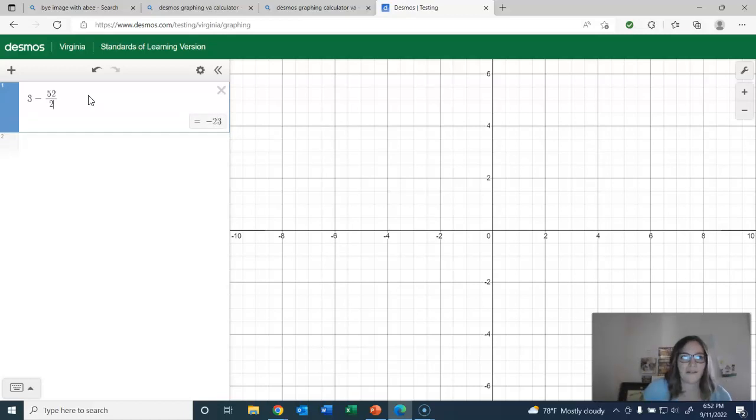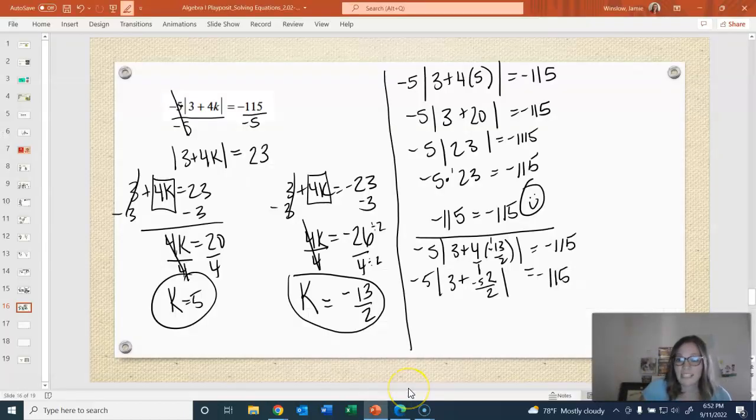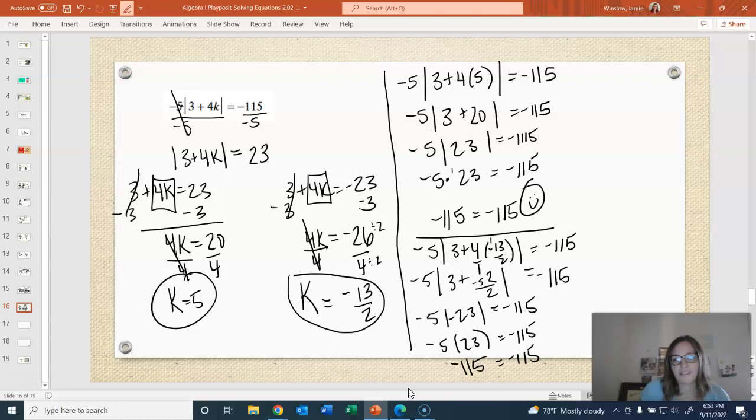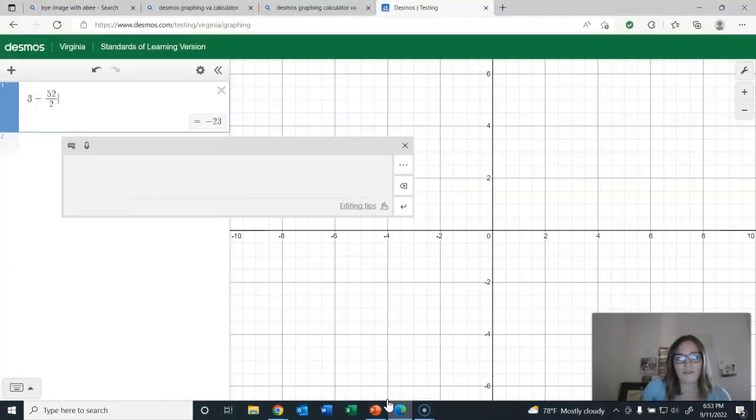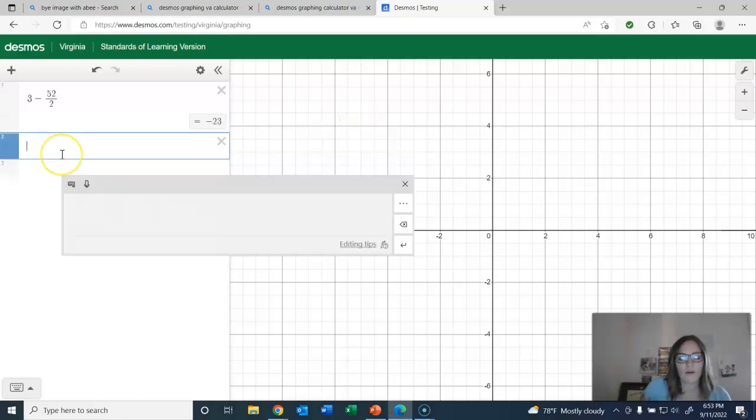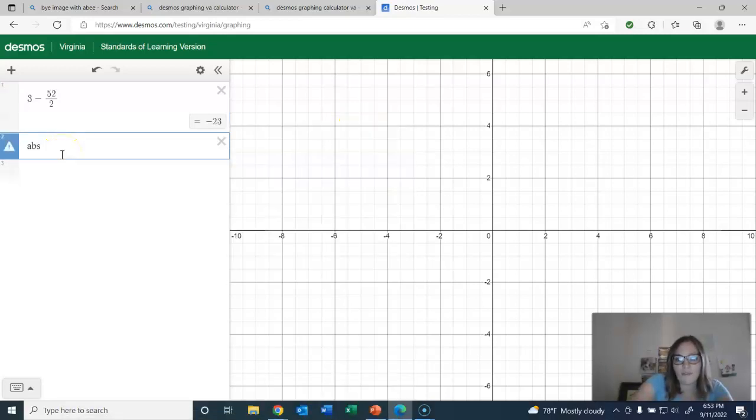All right, so let's go back to this. So the inside is negative 23. Promising. Hey, what's the absolute value of negative 23? Remember, it's always positive. So it's 23. And we know negative 5 times 23 is negative 115. Let me show you on the calculator how you can do absolute value. Oops, why does it always do that? You can just type ABS if you want, and then put the number in. It'll give it to you.